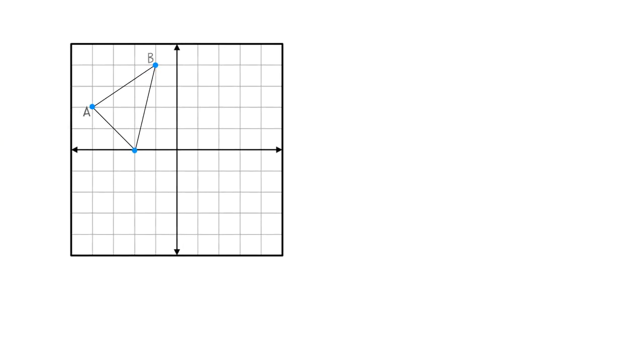Again, I have my pre-image ABC, and I want to look at a reflection over the line y = x. So we talked about a reflection over the y-axis and a reflection over the x-axis. Those were pretty simple. We should know where those lines are. But do we know where the reflection over the line y equals x is? Do we know where that line is located?